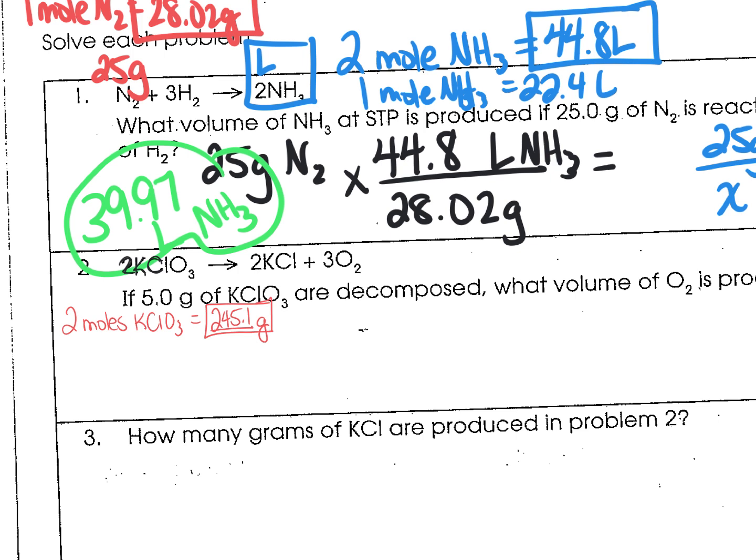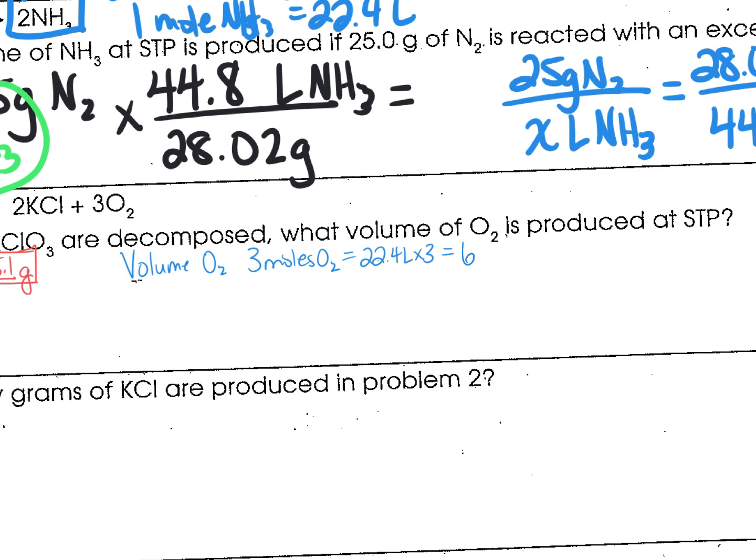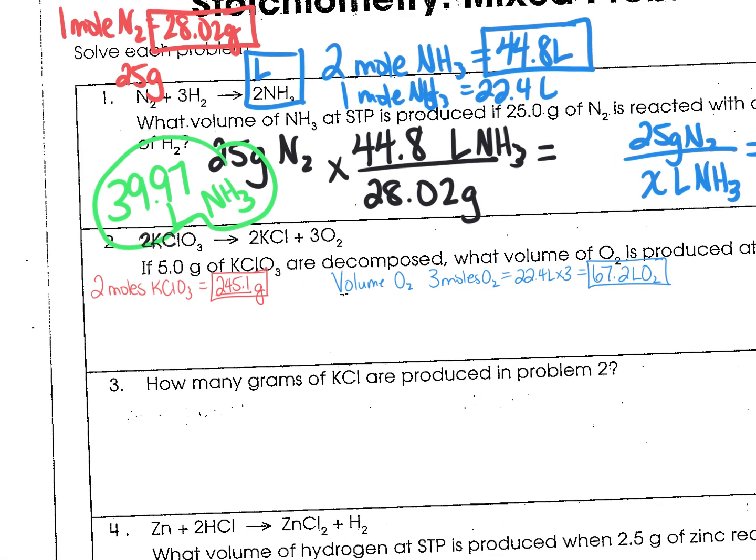The other piece of information is what I want to find. I want to find my volume of oxygen. So the balanced equation says 3 moles of oxygen. Well, I need to know how many liters that would be. So 1 mole is 22.4 liters. So I'm going to multiply that by 3. And the balanced equation then tells me that there are 67.2 liters of oxygen. So this is the other piece of information I'm going to use from that balanced equation.